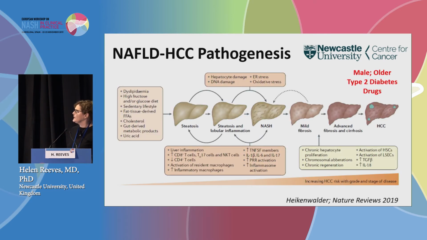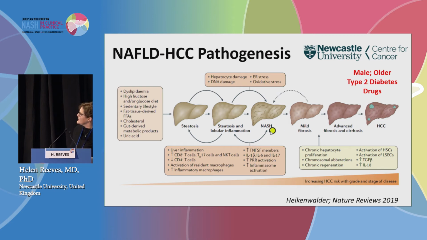So what we're left with is looking at the environment in which the cancers develop and trying to understand what's different about that. And this is from a recent review that we co-authored with Matthias Heichenwalder. And here we've got the stages that we see: simple steatosis in the liver, inflammation, the NASH that patients get with fibrosis, and then advancing all the way through to getting the cancers.